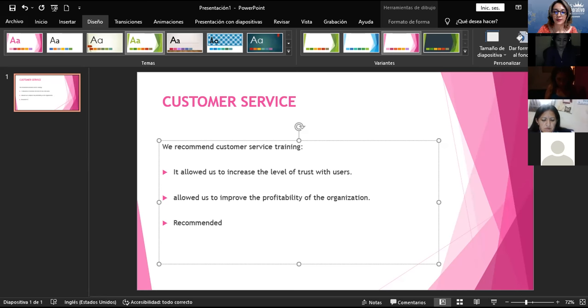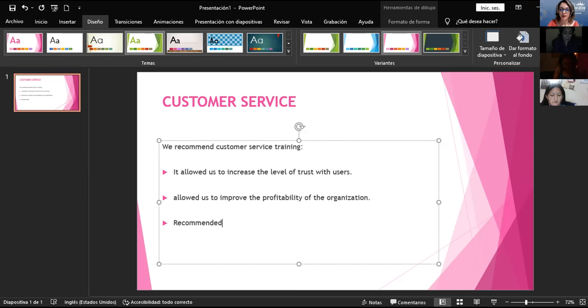¿Cómo sería entonces? Recommended. Because this is correct. Sorry to interrupt. El único comentario que les daría es que siempre tienen que comenzar con un sujeto. Por ejemplo, ahí podría ser it. We. Porque lo recomiendo. Nosotros.